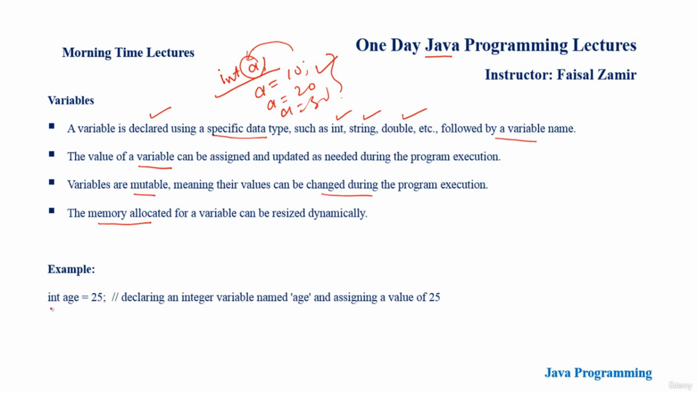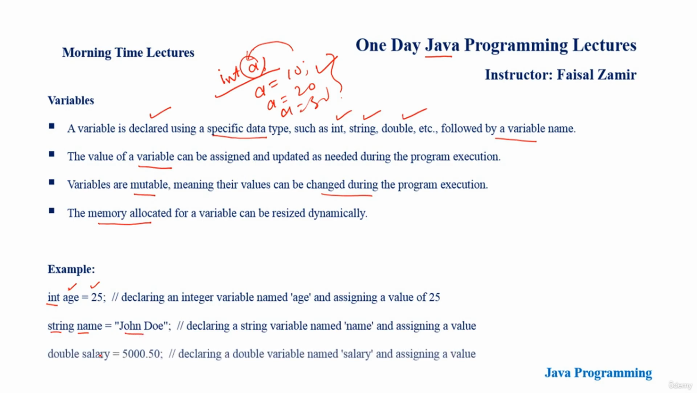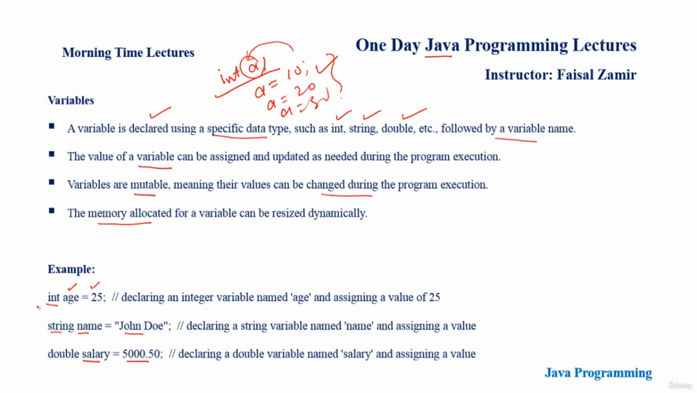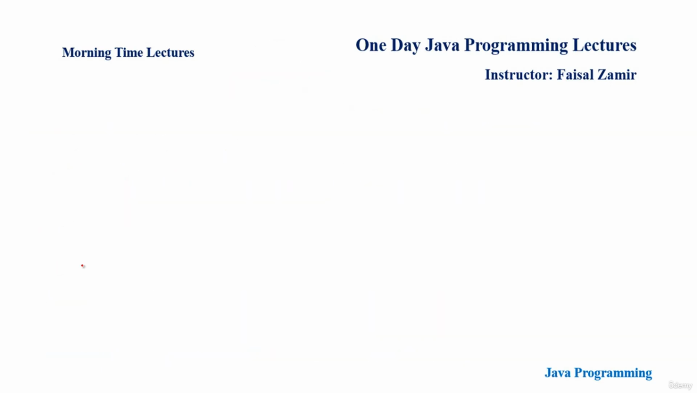So its example is that this is a data type, variable name and its value, declaration and initialization on the same line. Same like String data type, name is a variable name and its value. Double is a data type, its variable name and its float value. So these are different variable examples, variable definitions, you can define variables in this way. Now I want to share with you some rules and regulations which you have to follow while declaring variables in Java.